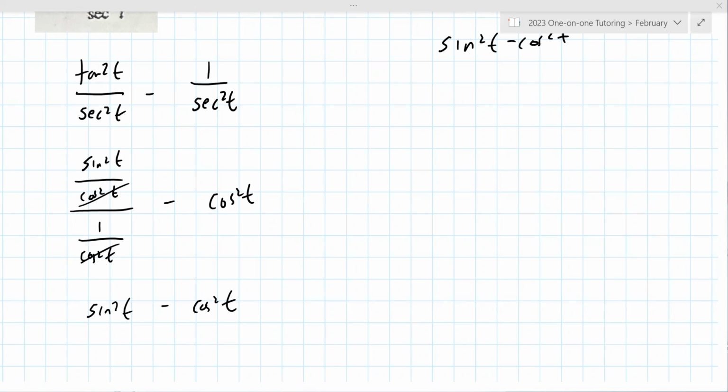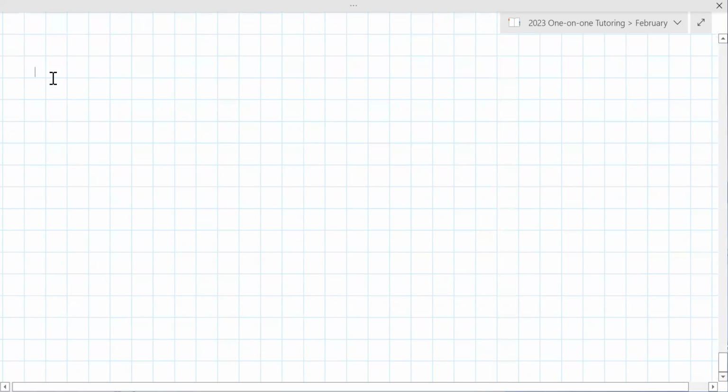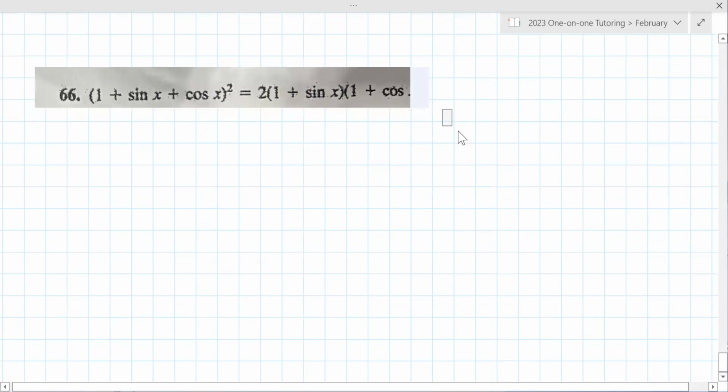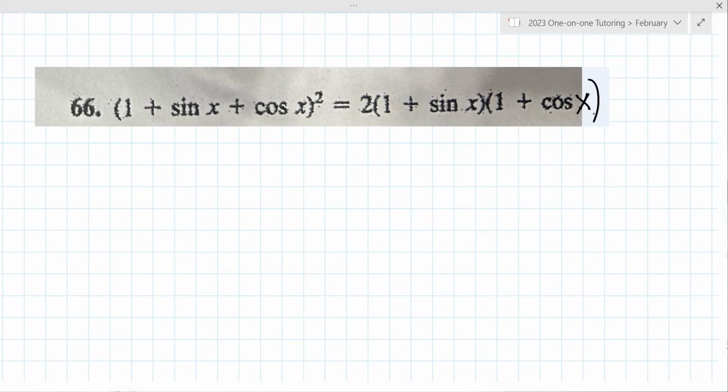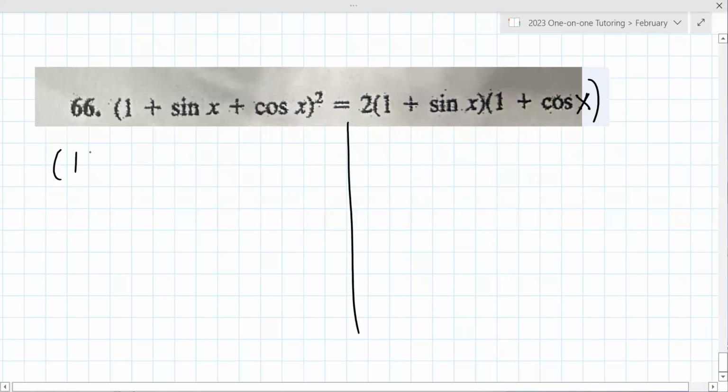Just a few comments on 66 here. Let's see what this one has. Is it 1 plus cosine x on the right? Does that finish that off on the right? Yeah. Okay, great. I would suggest multiplying these out on the left. And on the right, doing the same thing, doing the actual multiplication.